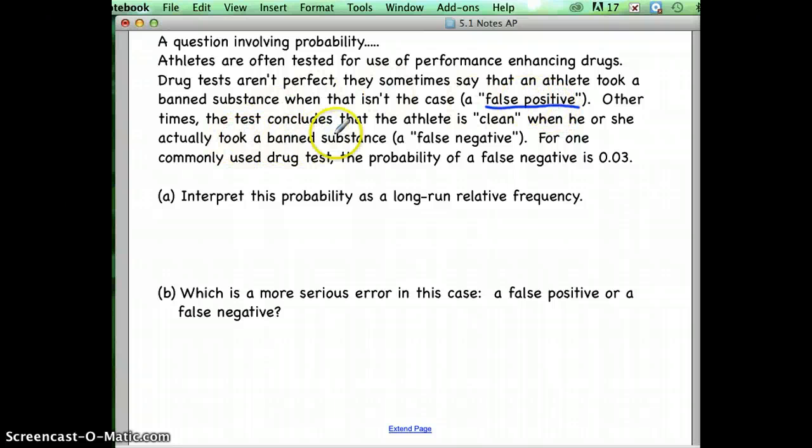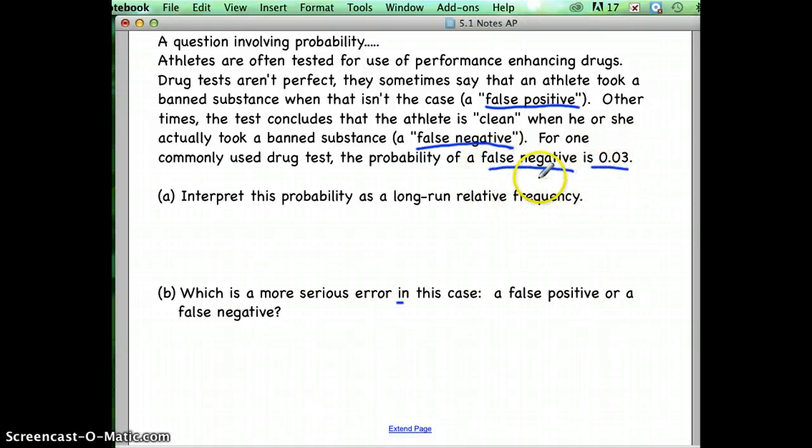Other times, the test concludes that an athlete is clean when he or she actually did take a banned substance. That would be a false negative. The test says, nope, they didn't take drugs, but it's false. They really did. For one commonly used drug test, the probability of a false negative is 0.03. That's for a false negative. Interpret this probability as a long-run relative frequency. Okay, so we have to write a little sentence or two about what that probability means.